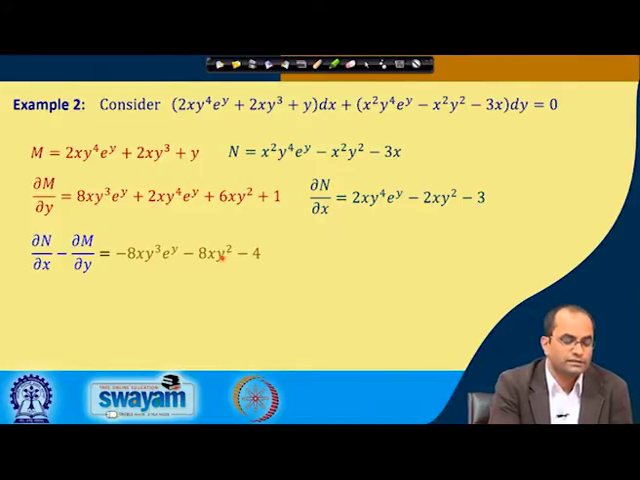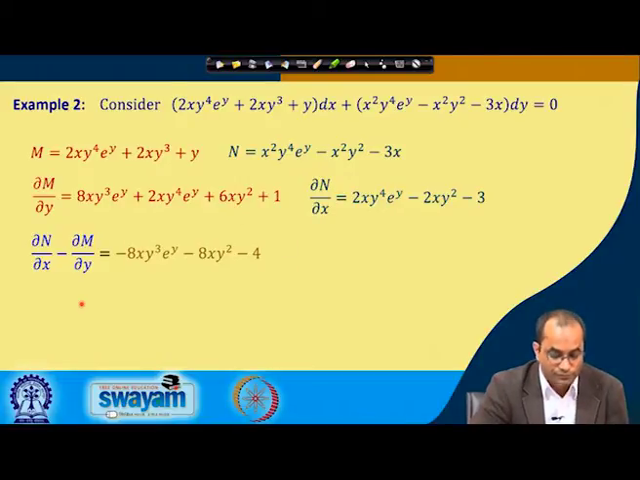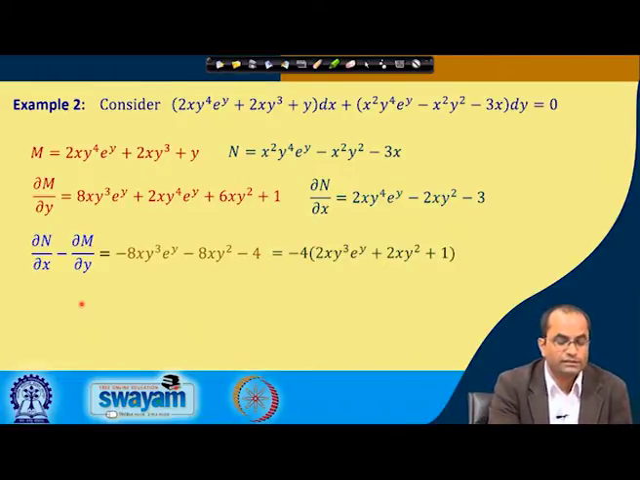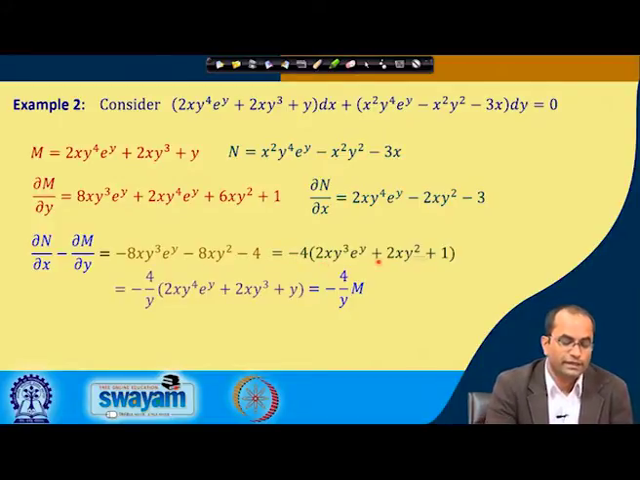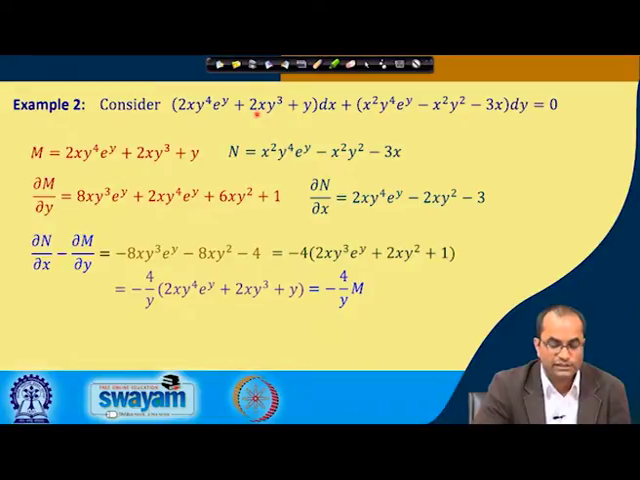So, when we take this difference, we do see a little simpler version here. When we take minus 4 as common, we get this one, and by taking y out from here, we get minus 4 over y, because this matches precisely with M here, 2xy cube plus y, when we multiply by y and divide by y. So what are we getting here? Minus 4 over y, and this is M sitting there. So minus 4 over y times M. When we divide by M, this is a function of y alone.